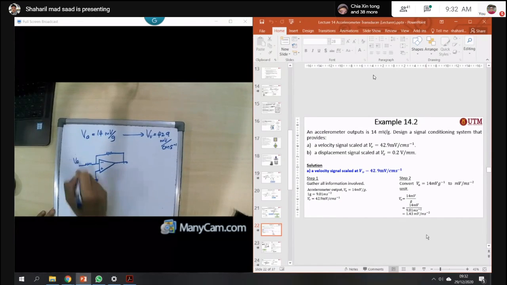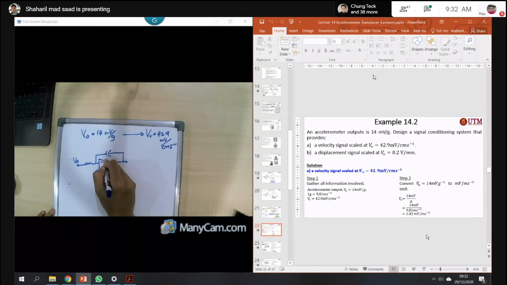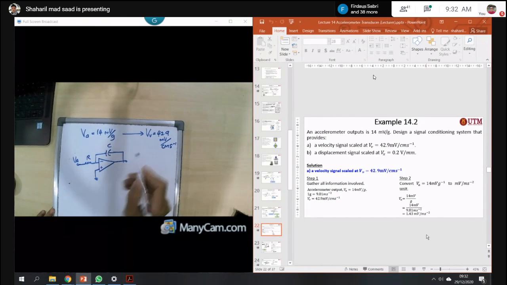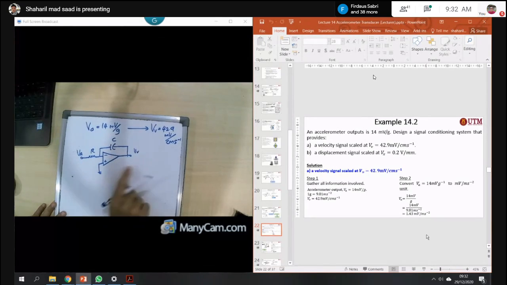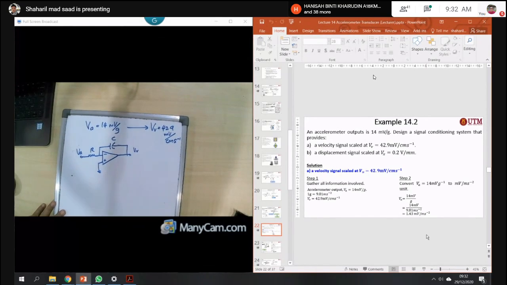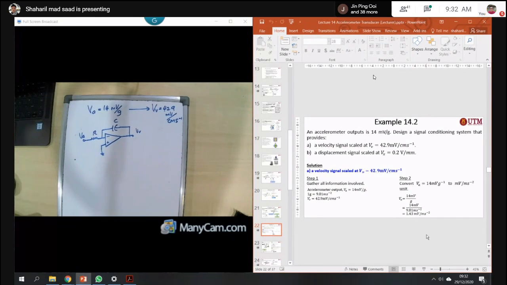This one is your initial idea, one integral. So this one C, this one R. Then you get your VV. So you only need one integral. This is your initial idea. The most important thing is your unit here. It needs to be in terms of the same unit. So let's do this one.